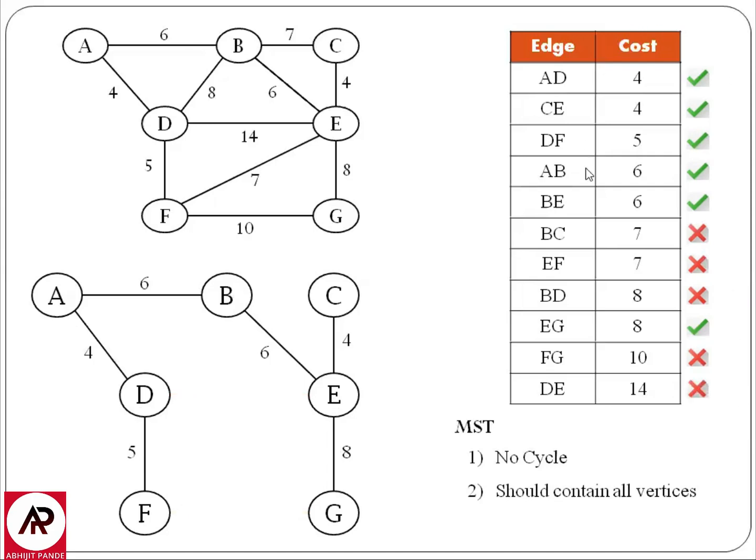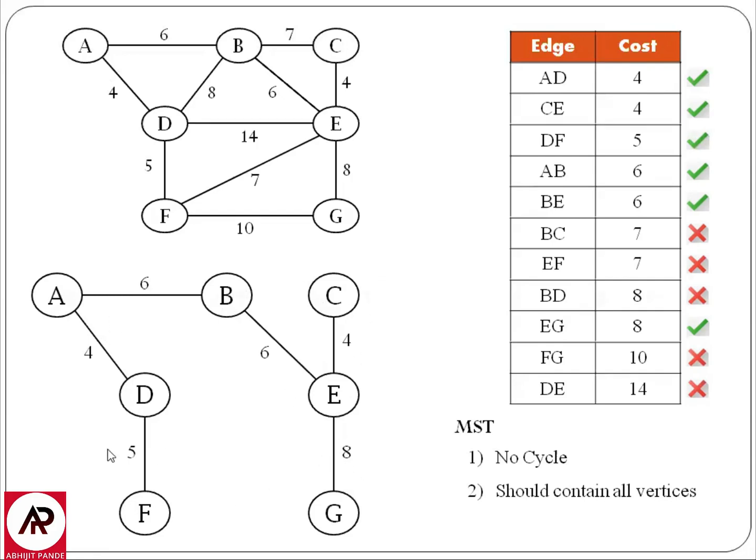Here all the edges have been considered. So now this is called a minimum spanning tree because of two important properties. Our spanning tree does not consist of any cycle and it contains all the vertices. In our graph there are 7 vertices, and in our minimum spanning tree the 7 vertices are present. It means we have considered all the vertices present in our graph and there is no cycle.